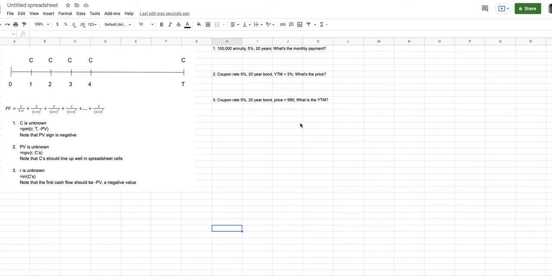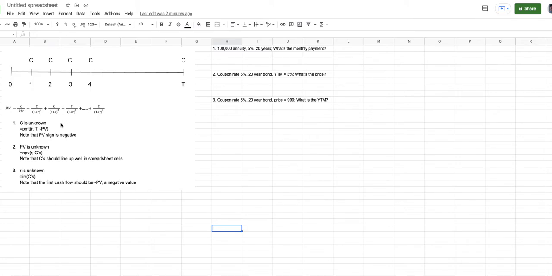The goal is to help you work on time value of money problems, including annuity and bond pricing. Basically, there are three formulas that I want you to learn. According to this timeline, the cash flows are denoted like this. So you have three variables: PV, cash flow C, and the interest rate R. If you line up all these cash flows well, it's very easy to apply the formulas here.